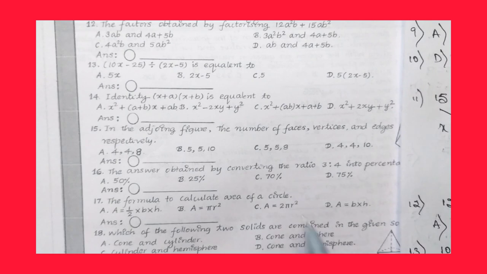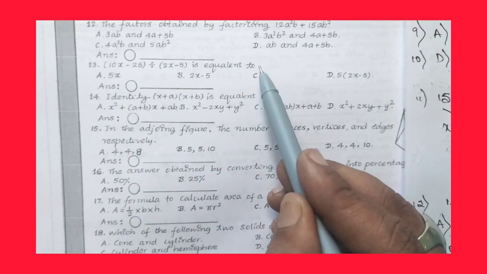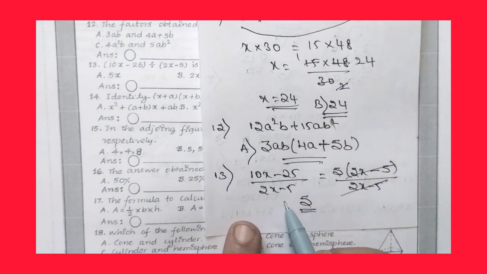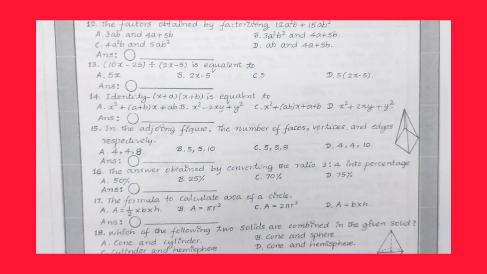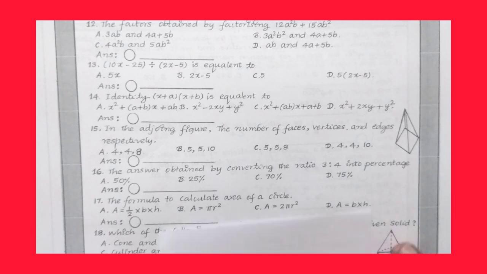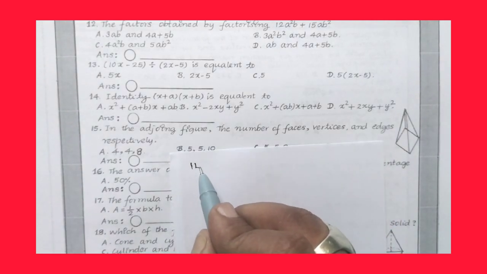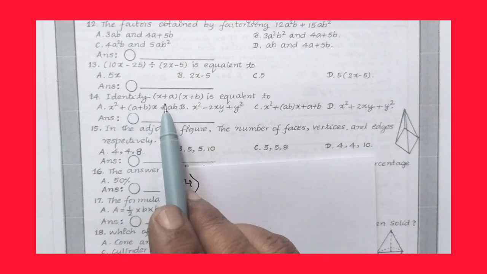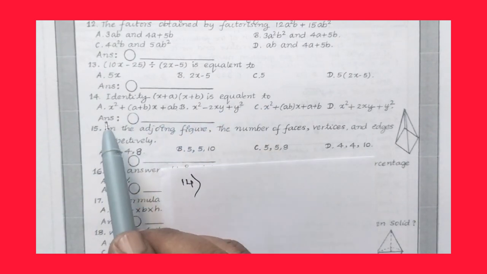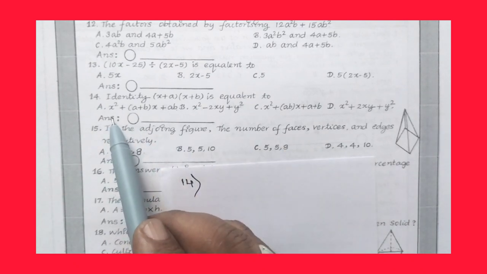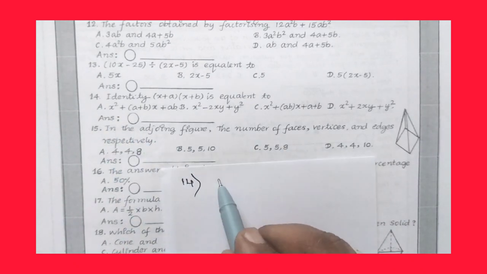So for this question the right answer is option C, 5 is the right answer. So option C, 5. Now let us move to the 14th question. The 14th question is, identify x plus a into x plus b is equivalent to. So if we look, this is the right answer, that is option a.